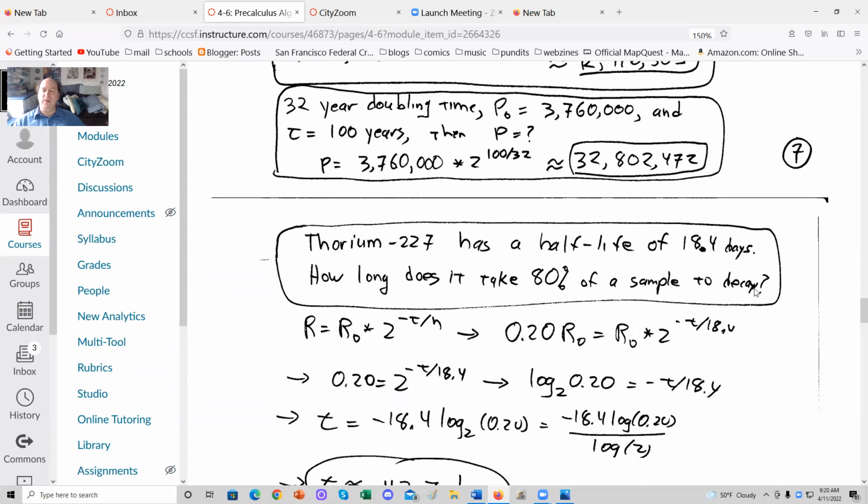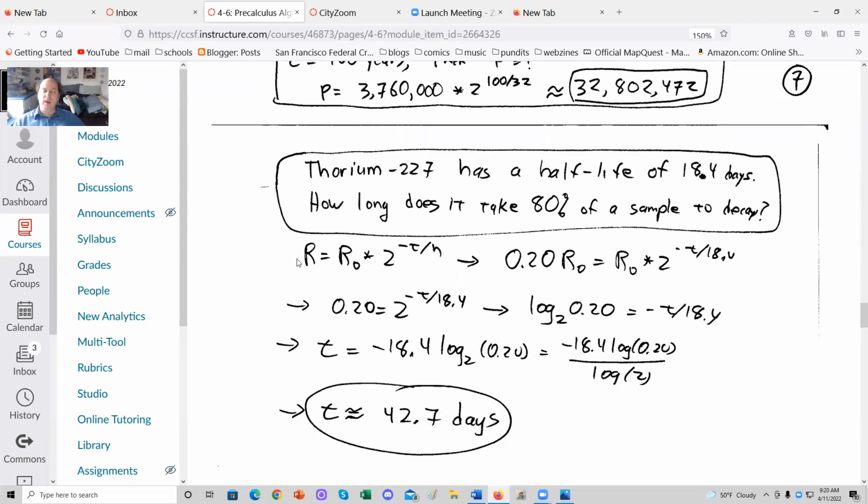Thorium-227 has a half-life of 18.4 days. How long does it take 80% of a sample to decay? Okay, R equals R naught times 2 to the negative T over H. If 80% of the sample decayed away, then 0.20 R naught is how much remains. That equals R naught times 2 to the negative T over 18.4 days.